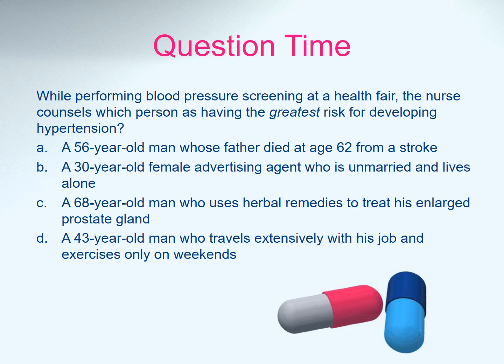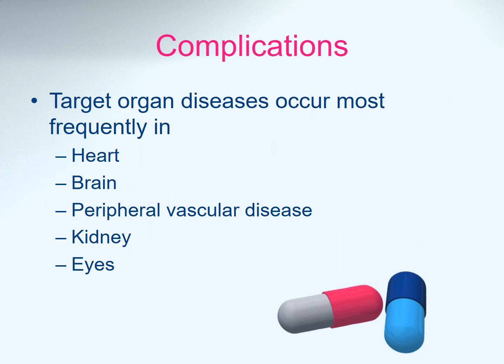A history with a close blood relative, such as father to son, with hypertension is associated with an increased risk for developing hypertension. Atherosclerosis is the most common cause of cerebral vascular disease, and hypertension is the major risk factor for cerebral atherosclerosis and stroke. The most common complications of hypertension are target organ diseases occurring in the heart, hypertensive heart disease; in the brain, cerebral vascular disease; in the peripheral vessels, peripheral vascular disease; in the kidneys, nephrosclerosis; and in the eyes, retinal damage.